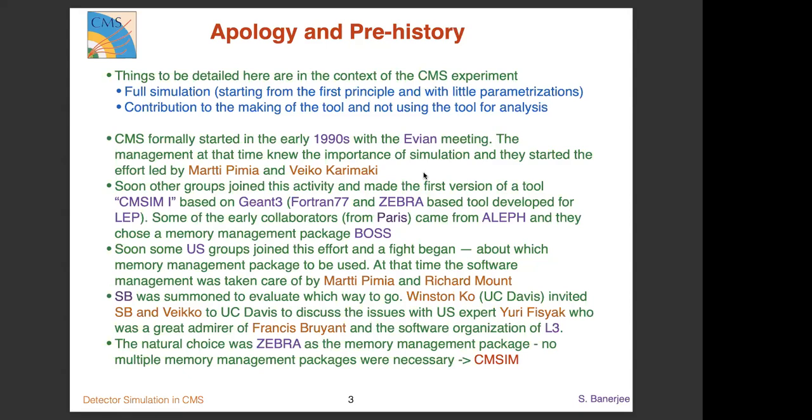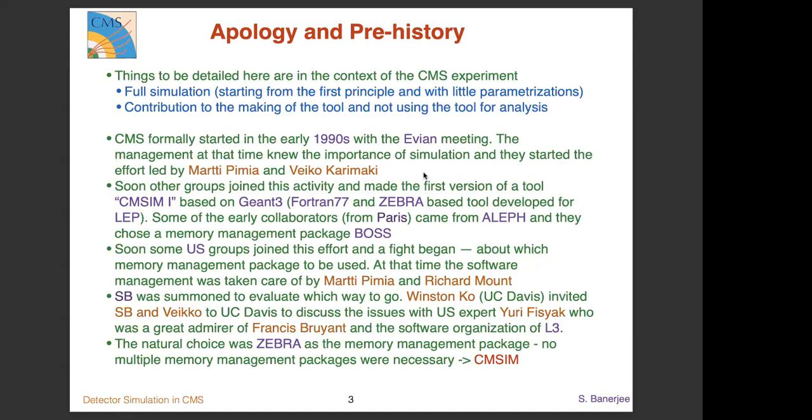So one person was summoned to evaluate which way to go. And then one of the leaders from UC Davis, Winston Ko, invited myself and Vico to UC Davis to discuss this issue with the US expert, Uri Fischer.